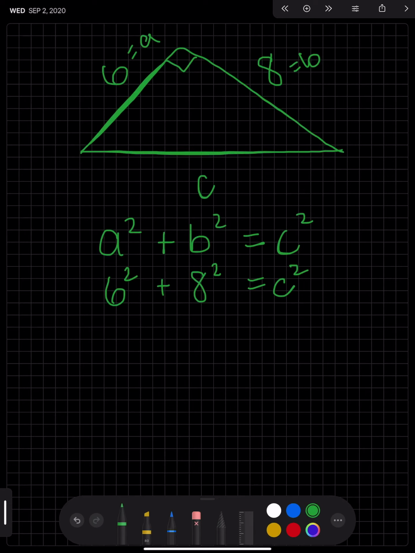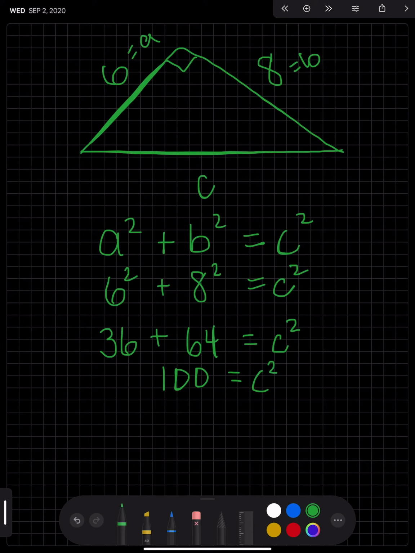So remember, when we're talking about squared, we're talking about a number times itself. All right, so 6 squared, 6 times itself is 6 times 6, so that's going to be 36. 8 squared is going to be 8 times 8, which is 64. And all of that still equals C squared. All right, I go ahead and I add here. So 36 plus 64 is 100. That's going to equal C squared.